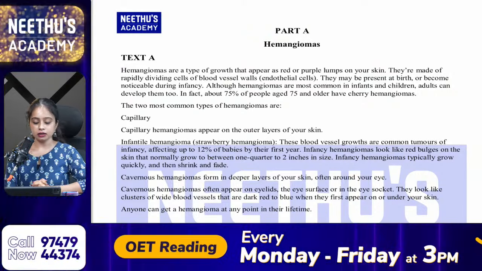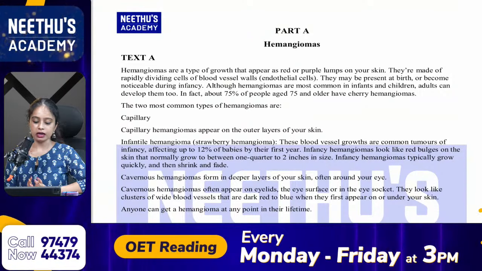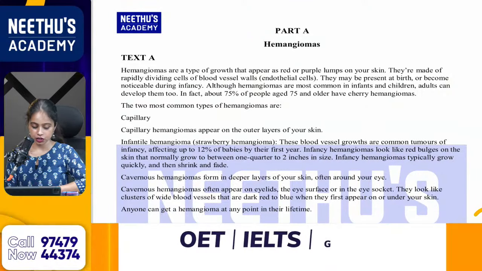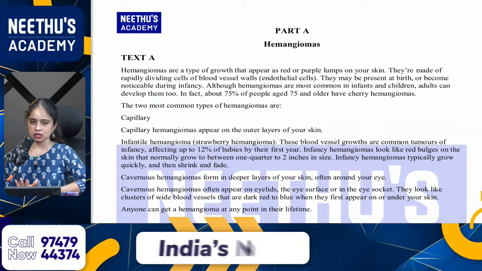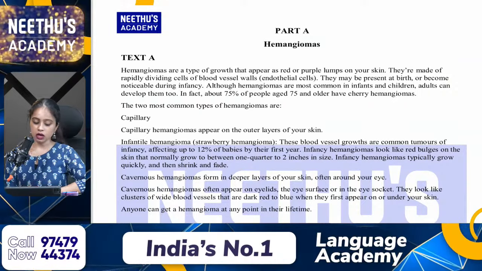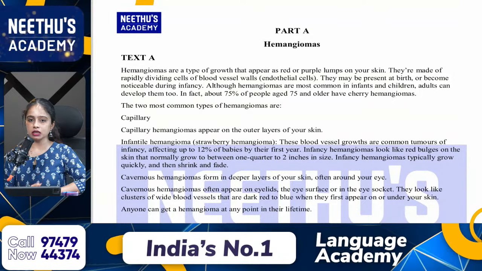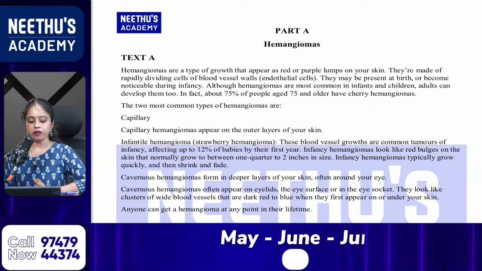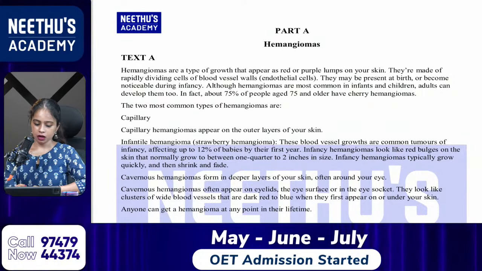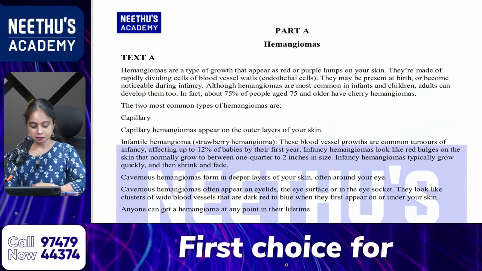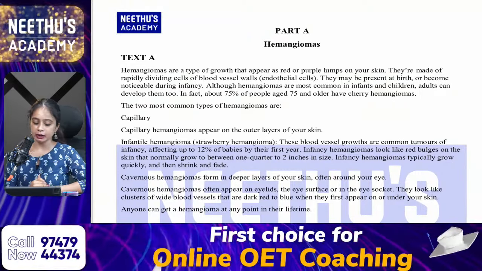So it's all about hemangiomas. Okay, hemangiomas is the material today. So first of all, let's read all these texts: text A, text B, text C and text D. Then we will discuss what are the keywords from all these texts. Then we will move to questions. Okay, so yes, text A, hemangiomas are a type of growth.